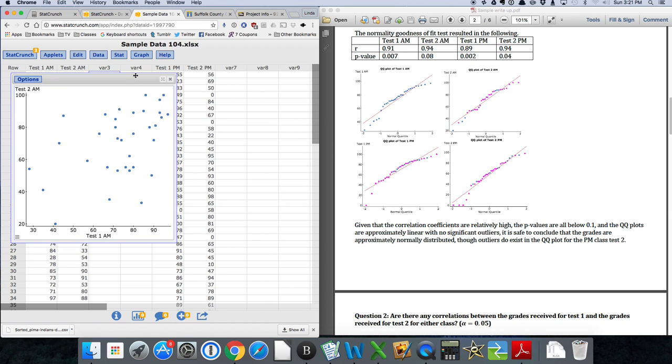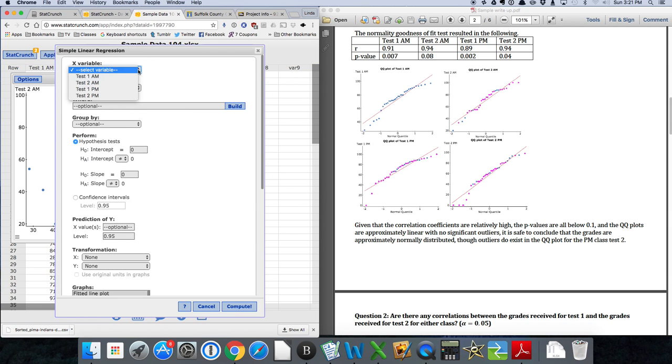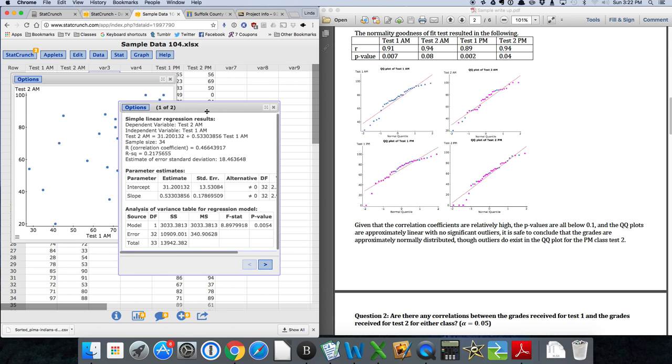I'm going to move that over, and go over here to stat, then regression and simple linear. I'm going to pick the same two variables, test 1 AM and test 2 AM. I'm going to leave the hypothesis test in there because that's going to give me something to look at. Remember, when we're doing regression, the hypothesis test for the slope is what we're interested in. The slope is either 0, there's no linear correlation, or it's not 0, there is a linear correlation. Again, everything's at 5%, so 95 is where you want to leave that. Hit compute, and let's see what we get.